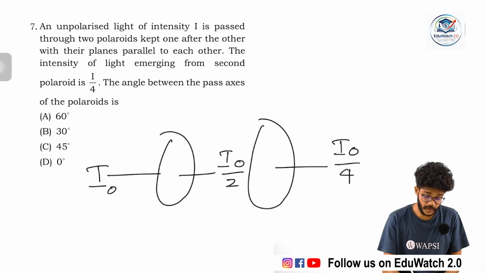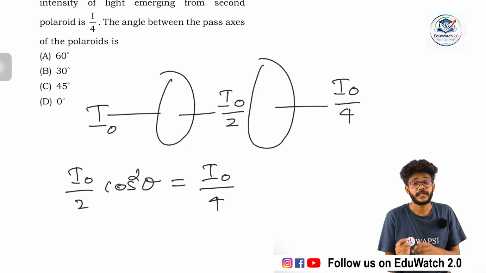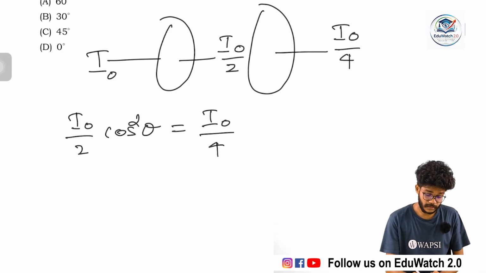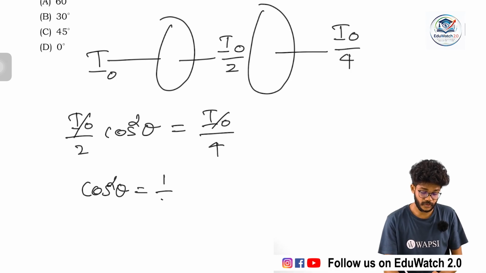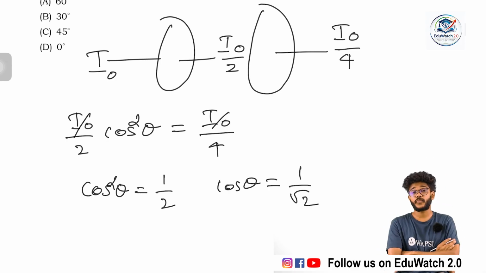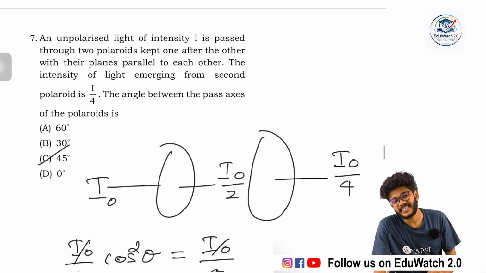So what's the equation which connects these? I0 by 2 into cos square theta gives I0 by 4. We can cancel the I0s, and cos square theta gives 1 by 2. So cos theta gives 1 by root 2, so theta is equal to cos inverse 1 by root 2. What's the angle? 45 degrees, because cos 45 gives 1 by root 2. So option C is the correct answer.